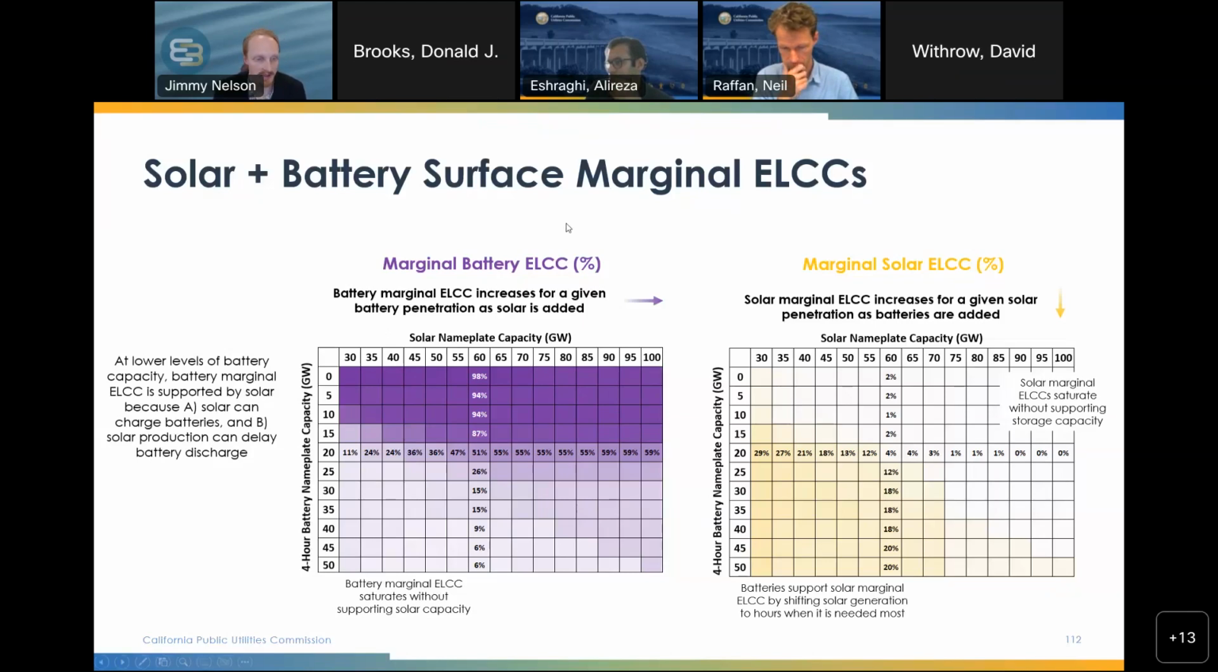But then you see the impact of diversity if you go the other way. If you start at, say, 20 gigawatts of battery nameplate capacity and you add more solar, you actually see the battery marginal ELCC get pulled up by the solar. This is for a number of reasons, but largely because the solar can charge the batteries, and also the solar production can delay the battery discharge. And then you see a similar effect on the marginal solar ELCC curve. More batteries can help the solar ELCC and vice versa. Next slide.